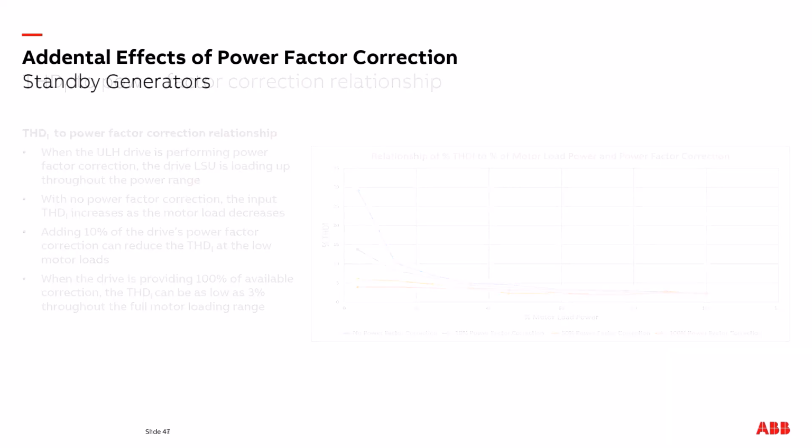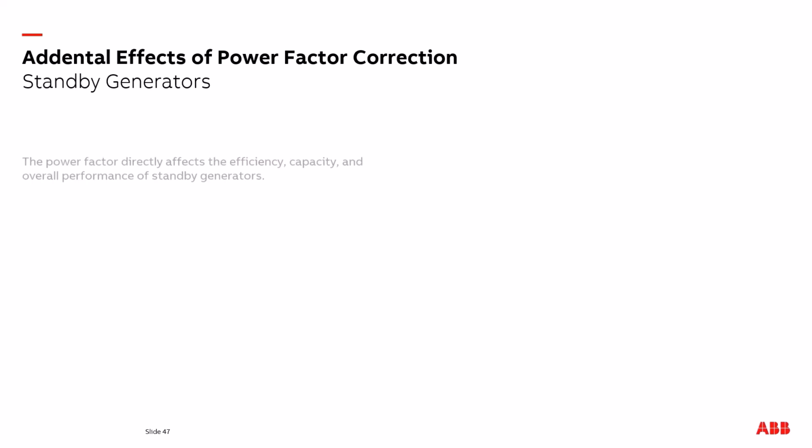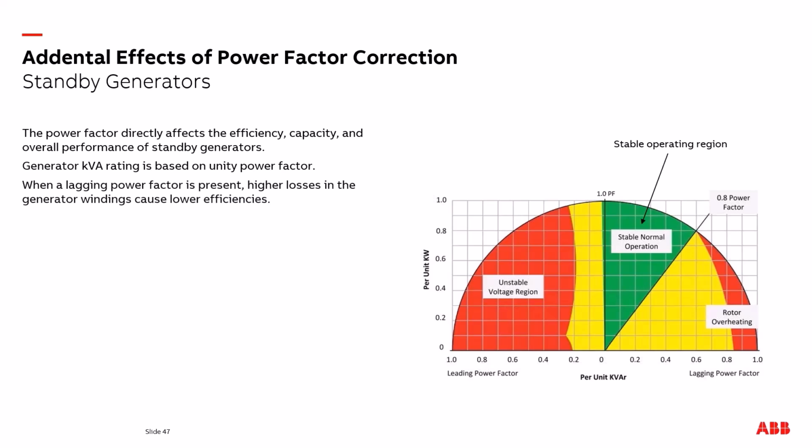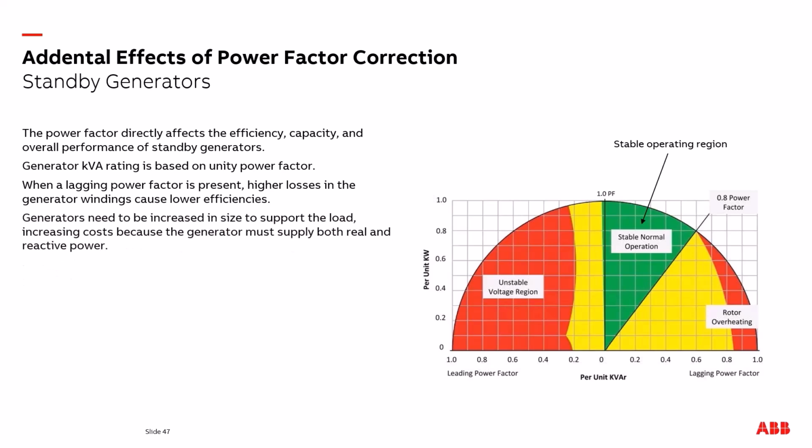Another additional effect for power factor correction is standby generators. The power factor directly affects the efficiency and capacity, the overall performance, of standby generators. A generator's kVA rating is based on unity power factor, and when lagging power factor is present, higher losses in the generator windings cause lower efficiencies. Generators need to be increased in size to support the load, increasing cost, because the generator must supply both real and reactive power to your system.